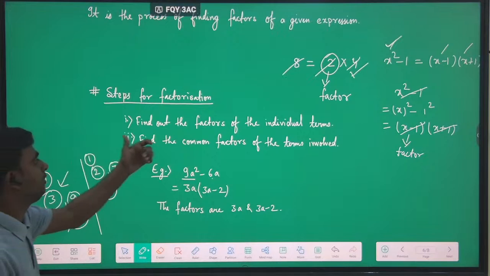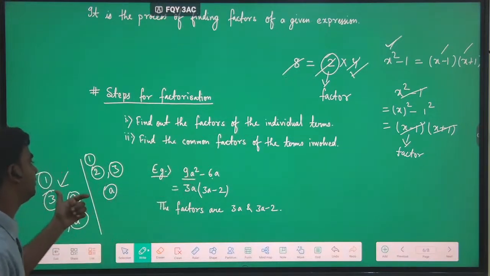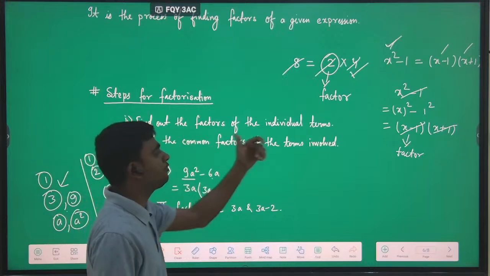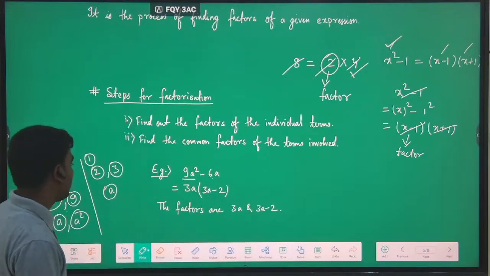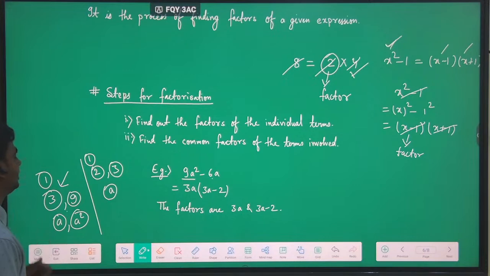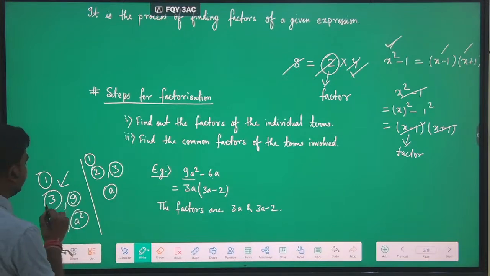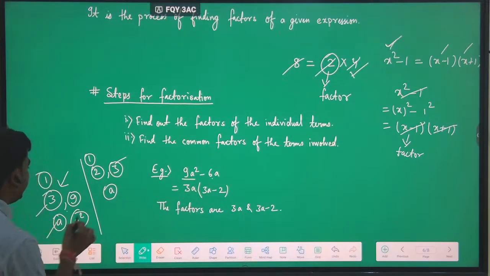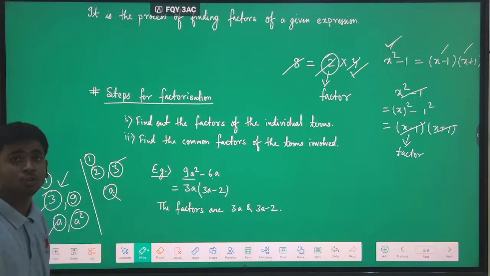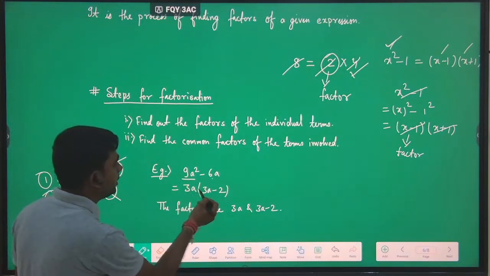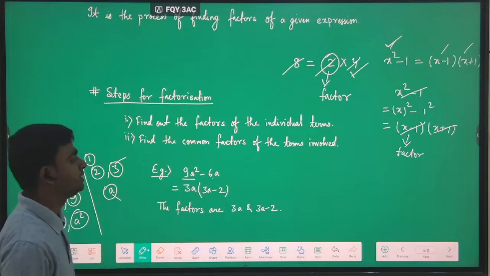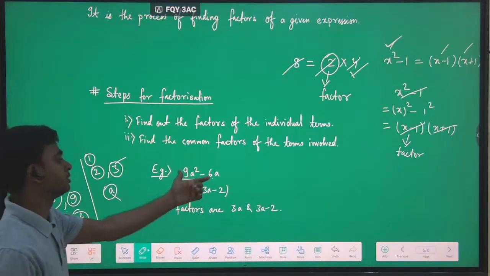First of all, we have to find out the factors of all individual terms. And after that, we have to find the common factors of the terms involved. What are the common factors which we are getting? We are getting 3 as a common factor in both the terms. We are getting a as a common factor in both the terms. So what we will do? We will separate 3a from this algebraic expression.